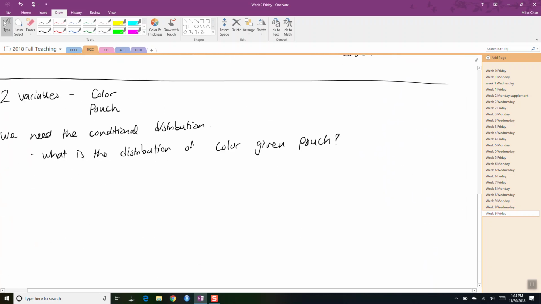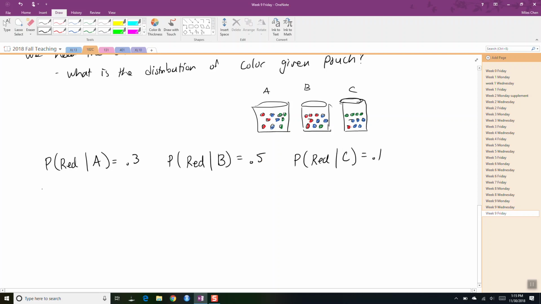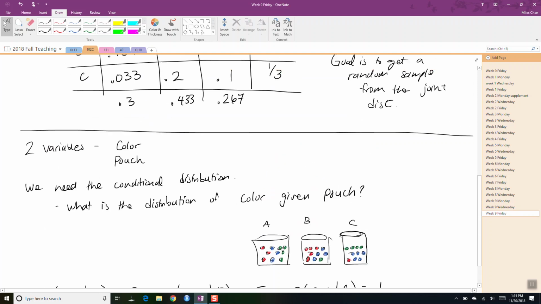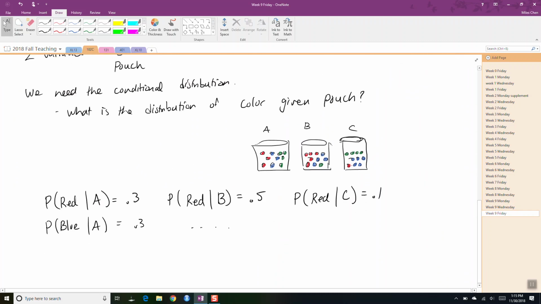So if we divide this up right here, we have the distribution of color given pouch, and it's given by each of these things. Basically, the probability of red given A is going to be 0.3. The probability of red given B is 0.5. The probability of red given C is 0.1. And then you could figure this out. Probability of blue given A is 0.3, et cetera. Okay? And this is represented in this table, the conditional distribution on the bags. All right, what is the other conditional distribution then?